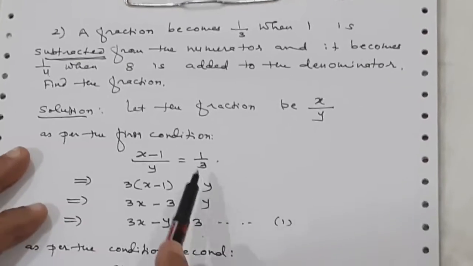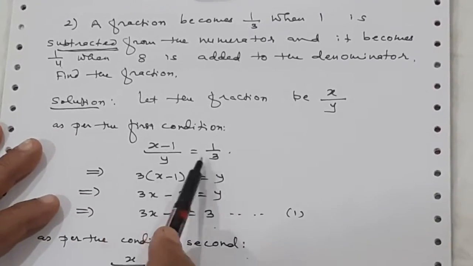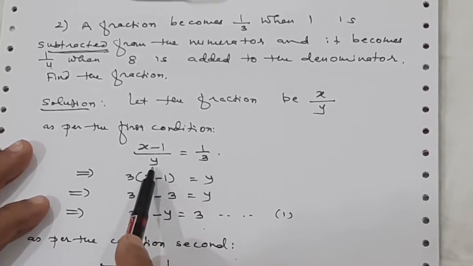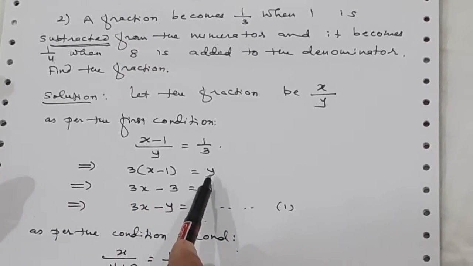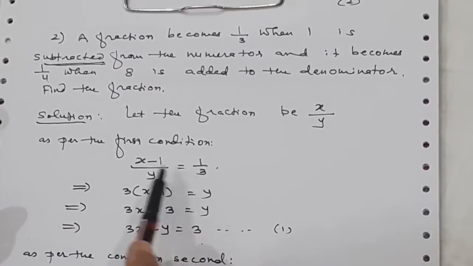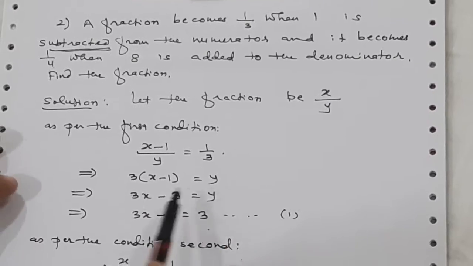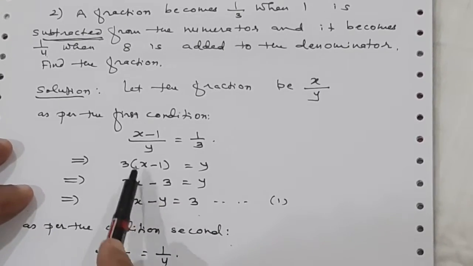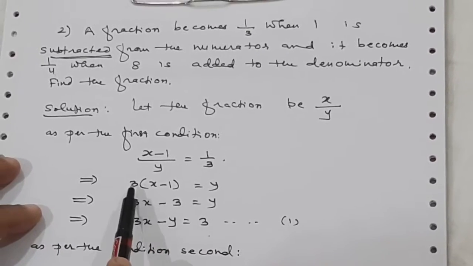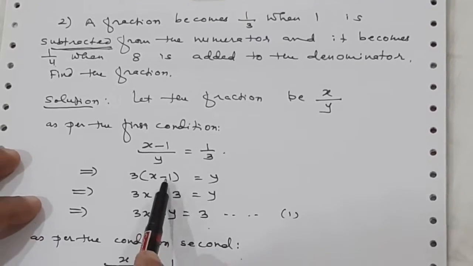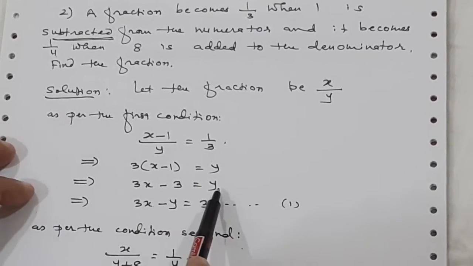Cross multiplying. 3 gets multiplied with x minus 1. Y gets multiplied with 1. So y into 1 is y, and 3 into x minus 1. Simplify. 3 into x, 3x. 3 into minus 1, it will be minus 3, and y.